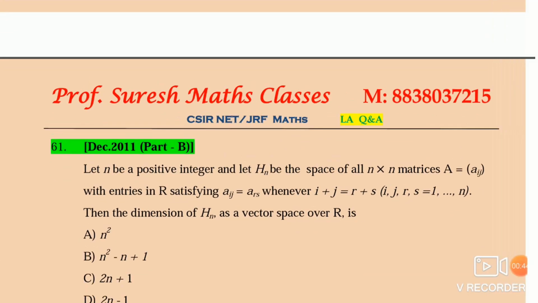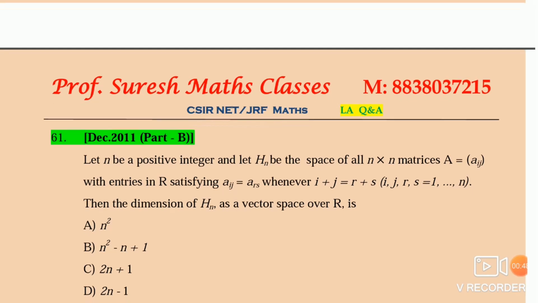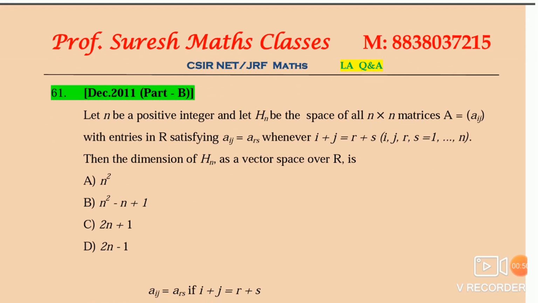Then the dimension of Hn as a vector space over R is, so 4 options are given. So here is a condition: Aij equal to Ars if i plus j equal to r plus s. So how to find this out?